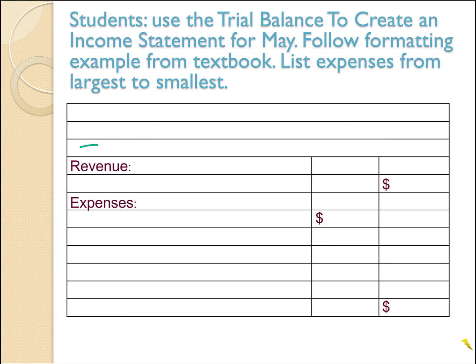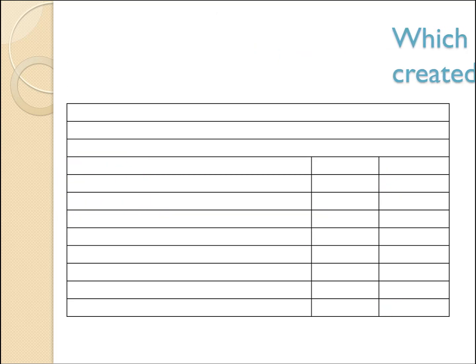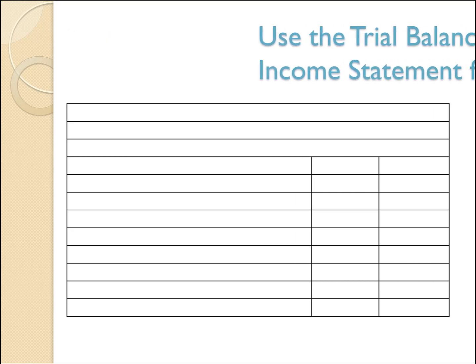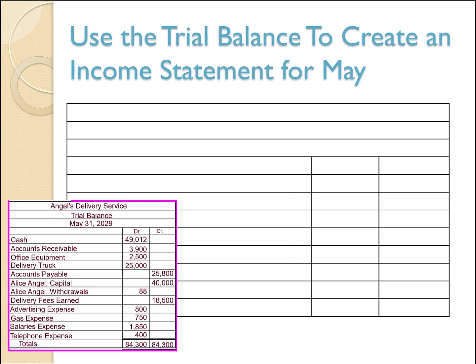I've placed the label for revenue and for expenses, and I've placed the dollar signs to give you a hint about what numbers go where. So let's get started. This is something you should know, and you will need to know. Which financial statement must be created first when you're creating the three financial statements? Well, it's the income statement. So we're going to use our trial balance to create an income statement for May.